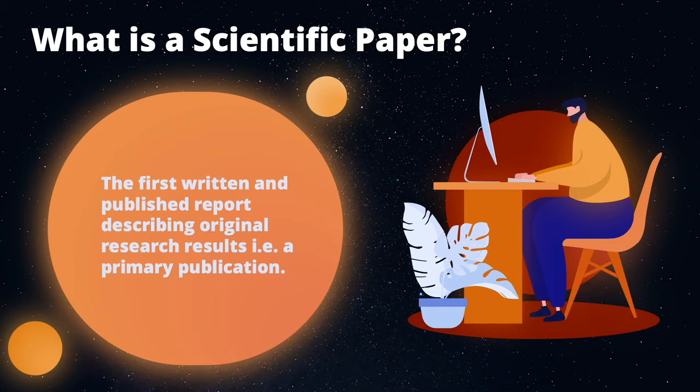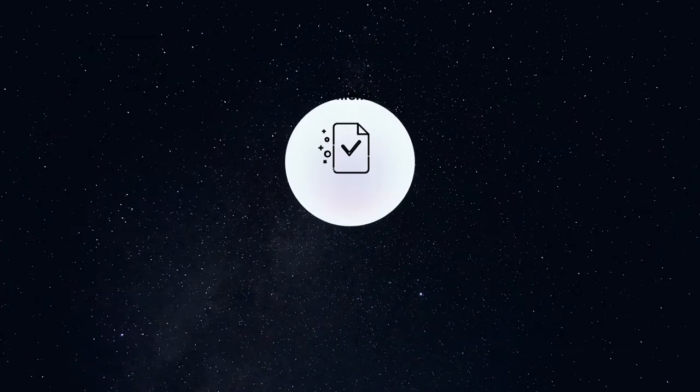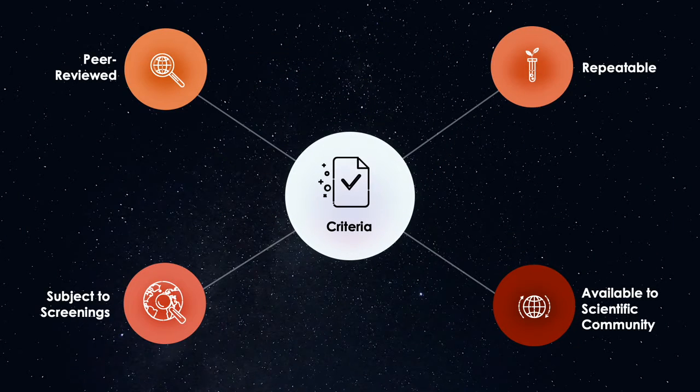In other words, a scientific paper is a primary publication, which typically adheres to standard organizational formats. Furthermore, according to the Council of Biology in 1968, the research must first be peer-reviewed, secondly, be presented clearly so that peers can repeat the experiments and verify the conclusions, thirdly, it must be available to the scientific community, and lastly, these papers must be subject to screenings by independent scientific institutions.